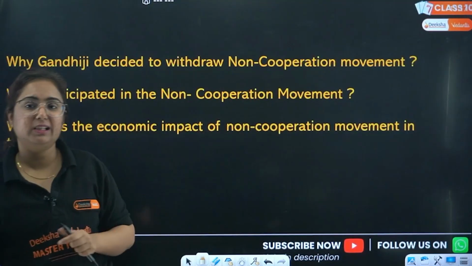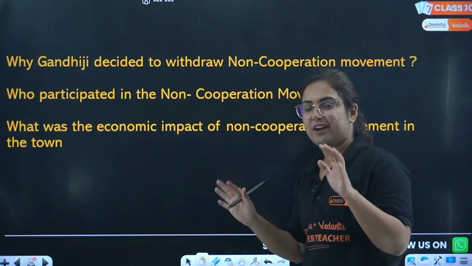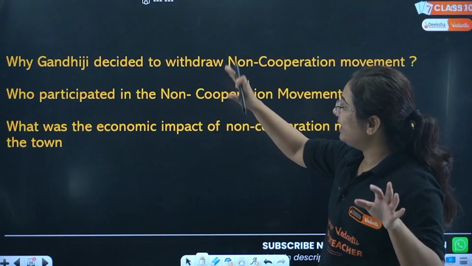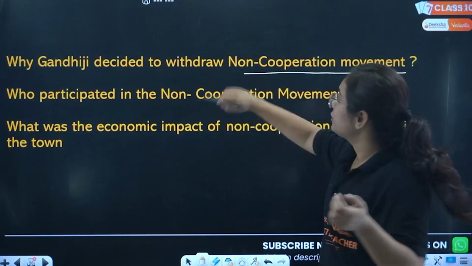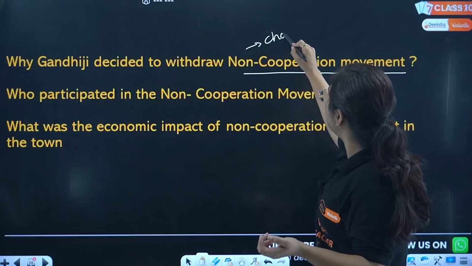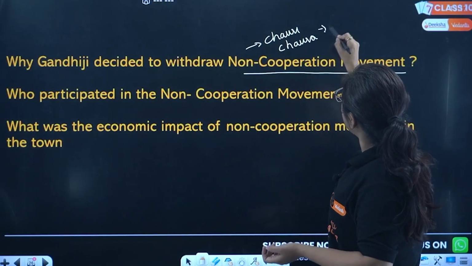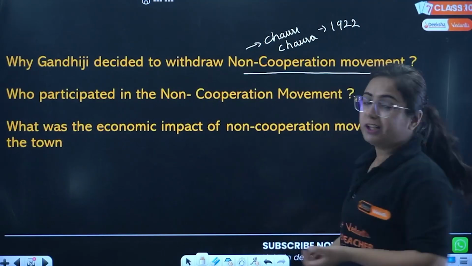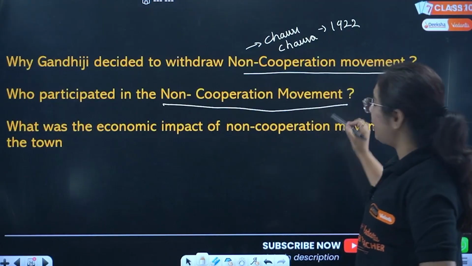But do you think that future movements will stop? No. Here I have some questions for you. Why did Gandhiji decide to withdraw the non-cooperation movement? So you have to write the event of Chauri Chaura. This question can come for 2 marks, and this event is 1922 at Gorakhpur, Uttar Pradesh. Okay.